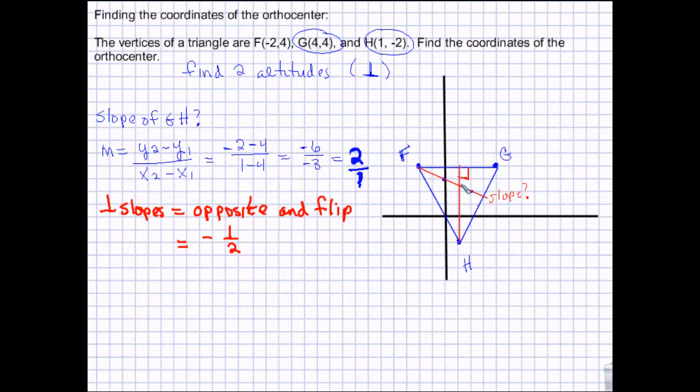Okay, now I have my altitude, and the orthocenter is right there where they intersect. So that is the point 1, 1, 2.5. Right there. That makes sense?